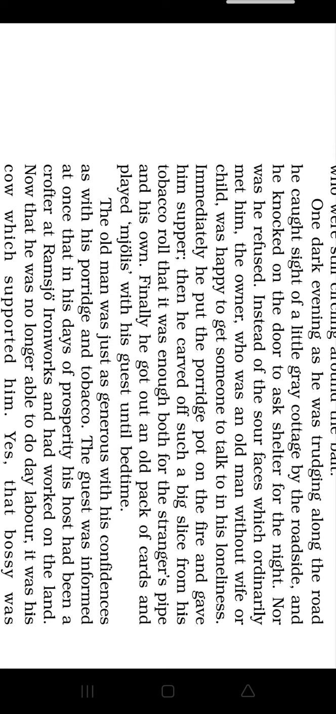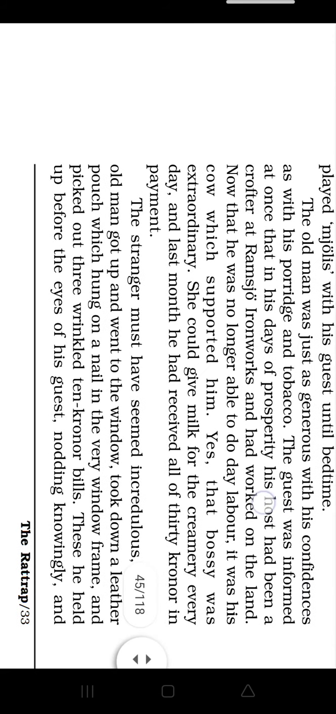Immediately he put the porridge pot on the fire and gave him supper. Then he carved off such a big slice from his tobacco roll that it was enough both for the stranger's pipe and his own. Finally he got out an old pack of cards and played Mjölis with his guest until bedtime. The old man was just as generous with his confidences as with his porridge and tobacco.